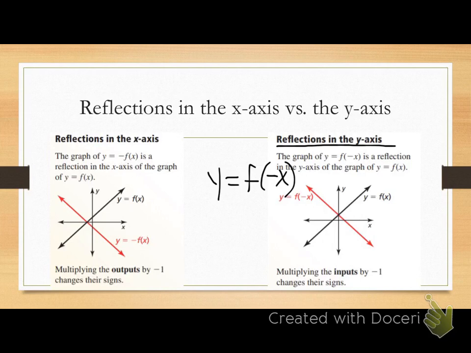Does everyone notice that for some of our transformations, stuff is happening to our whole function, and for other transformations, stuff is happening inside the function? Right? Can I move on to some examples of reflections? Let's do it.